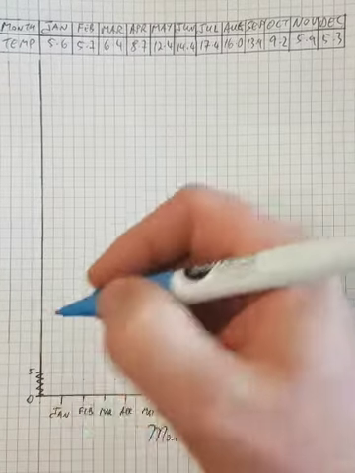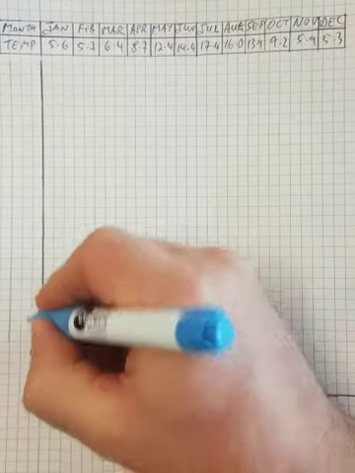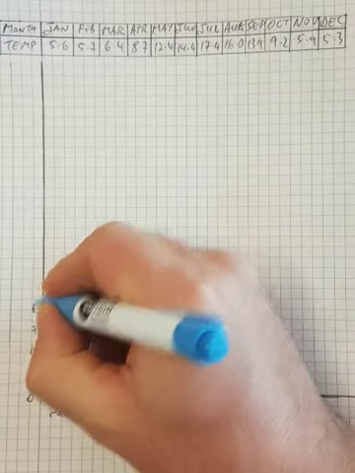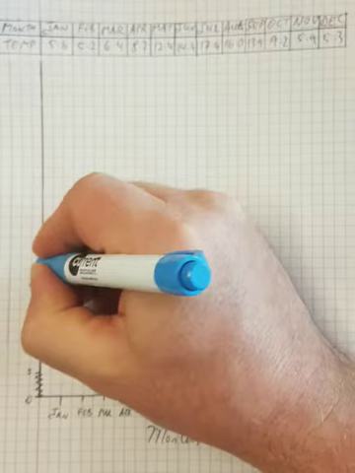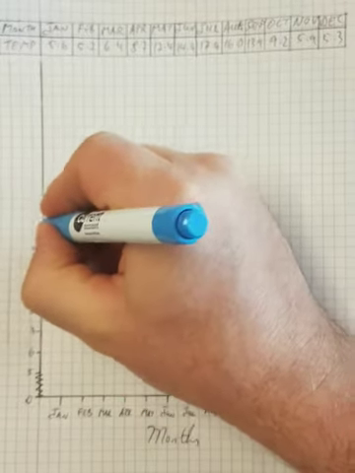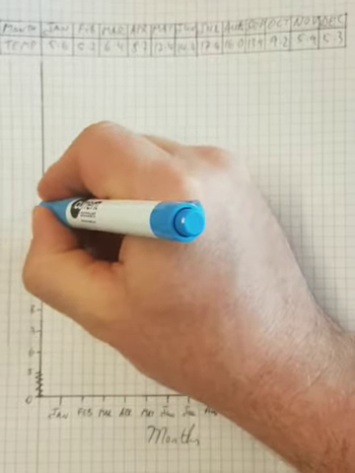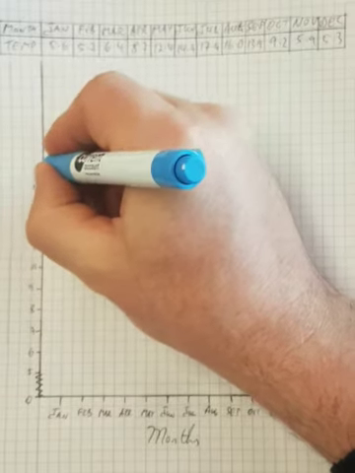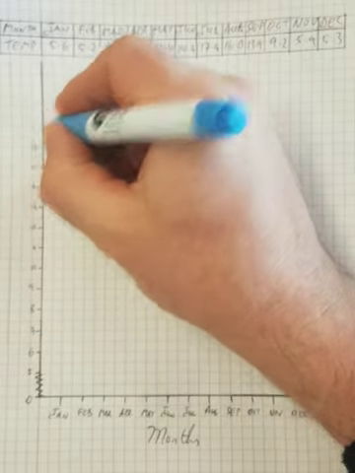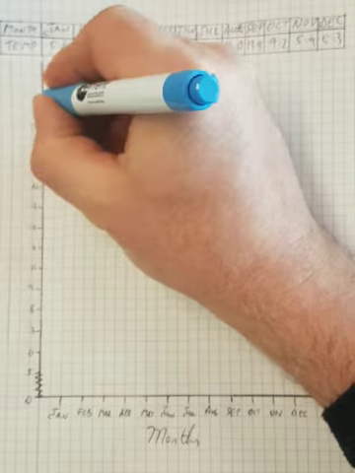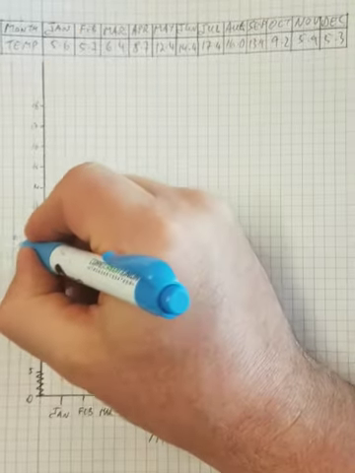Anyway, I'm going to go 5, 6, 7, 8, 9, 10, 11, 12, 13, 14, 15, 16, 17, 18, and it's obviously degrees Celsius.